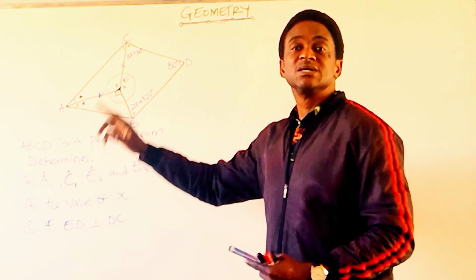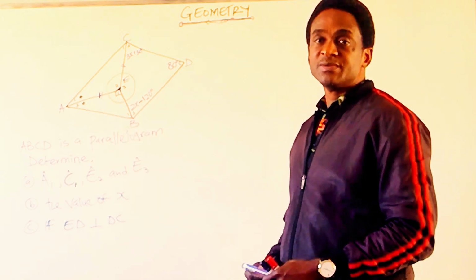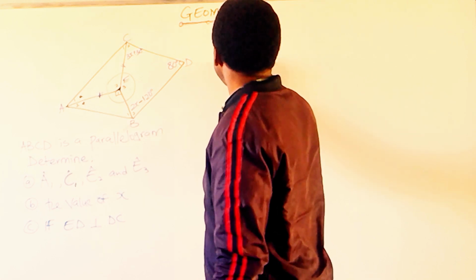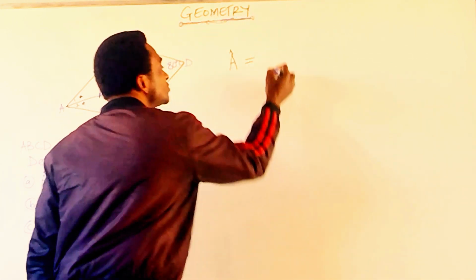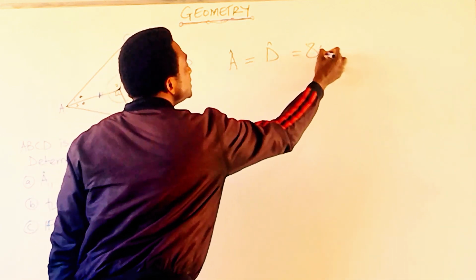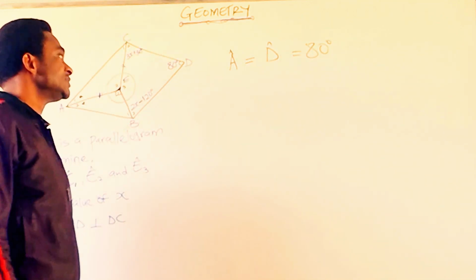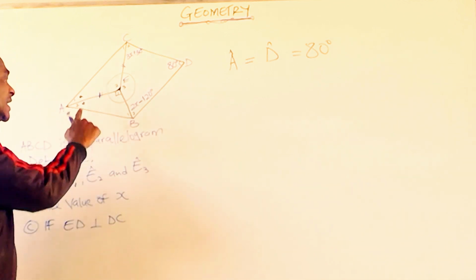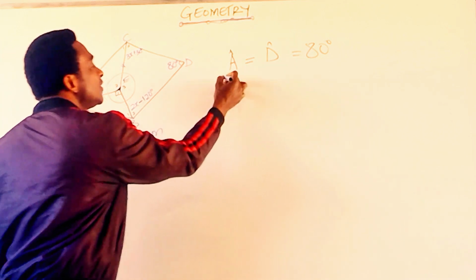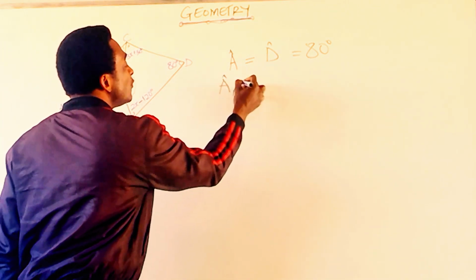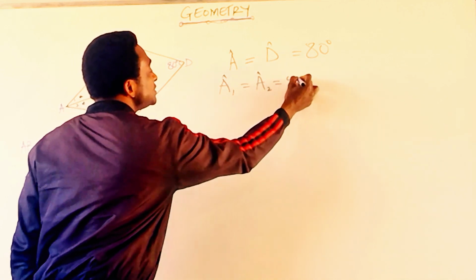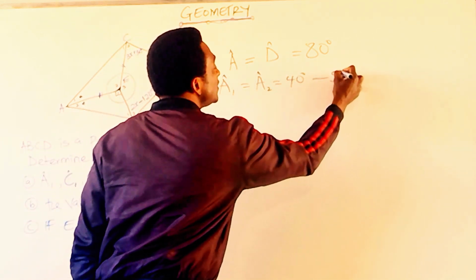Interior opposite angles are equal in a parallelogram. So because of that, we have it that the whole of A will be equal to the whole of D. In a nutshell, A is equal to 80 degrees. But it was indicated that A1 is equal to A2. So A1 equals A2 will be equal to 40 degrees because it was given.